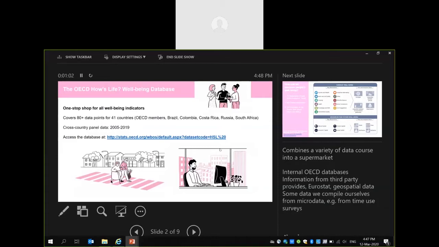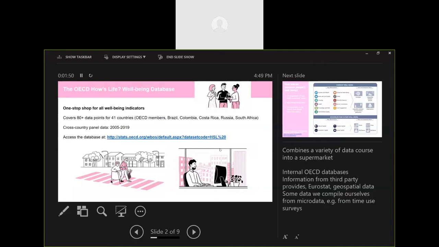The house internally and externally to see which data providers have well-being data, and we combine them in what we kind of call a supermarket of well-being data where you can pick and choose. So this includes some internal OECD data, but also data from outside providers. So we're using some data from Eurostat, some geospatial data, and some indicators that we ourselves are computing so that are unique to our database. For example, data from time use surveys, so how people spend their time and with whom they spend their time. All of this makes for more than 80 data points for up to 41 countries.